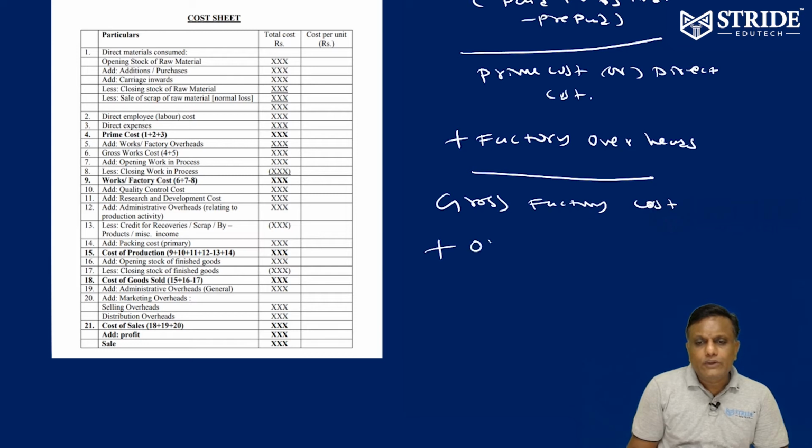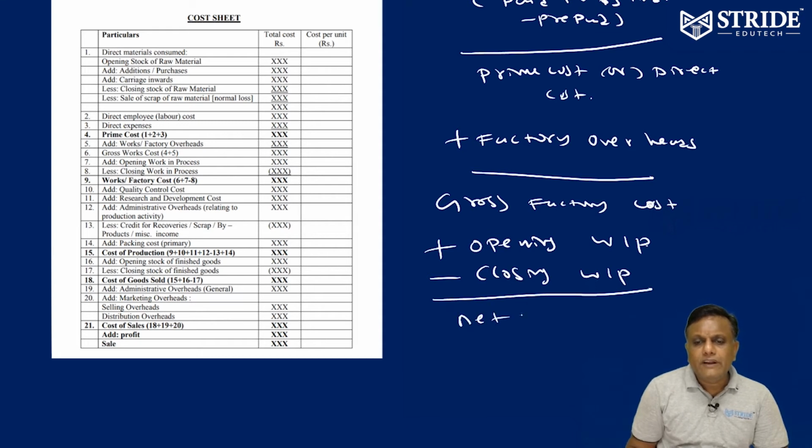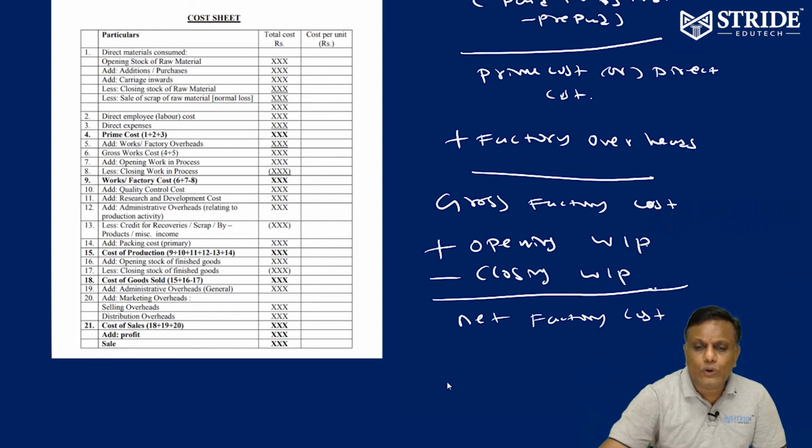To this you add opening work in process, WIP. Opening work in process you have to add, less closing work in process. Work under process is called work in process. Opening and closing are to be adjusted. You will be getting net factory cost or net work cost.